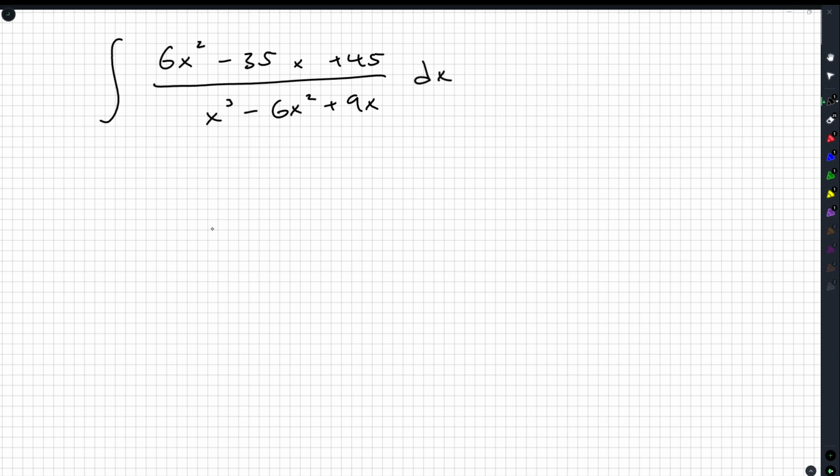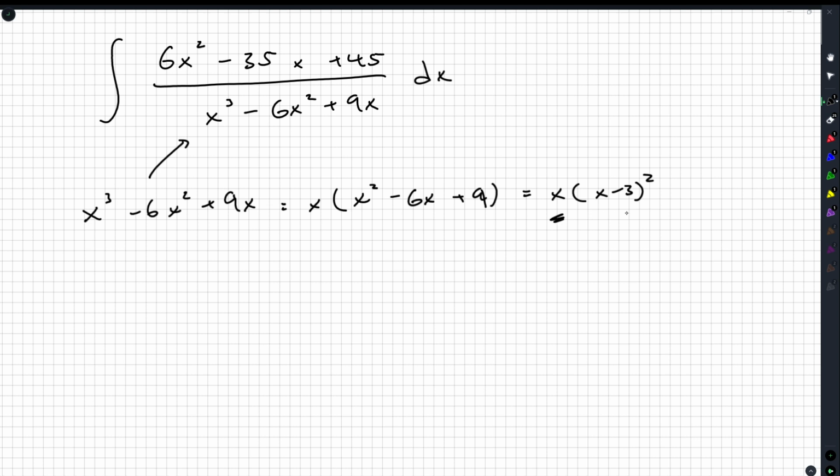So what do you do for partial fractions? Well, with this cubic down here on the bottom, bigger degree than the quadratic on top, the first thing we should do is factor this. So it's not too bad. I can factor out an x, and then x squared minus 6x plus 9, and this I recognize as the square of x minus 3. So I've got a bunch of linear factors. I've got x, and I've got 2 copies of x minus 3.